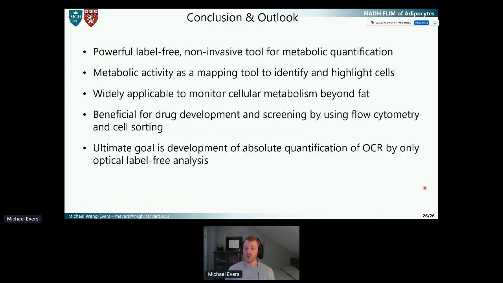And for the conclusion and the outlook, we think FLIM is a very powerful label-free tool, and the metabolic activity can be used, for example, for flow cytometry, as earlier mentioned, and it is very easy to monitor metabolic changes. And we think you can go beyond fat, so you can also use it for other cells, but especially for the fat and the browning, it might be interesting for drug development or screening, flow cytometry and cell sorting, all these kinds of things. And yeah, the absolute goal would be having an absolute quantification, but we are not there yet.